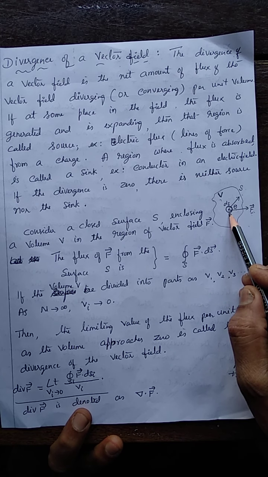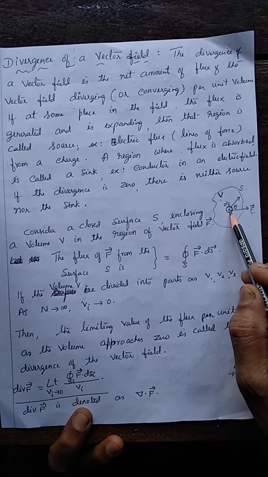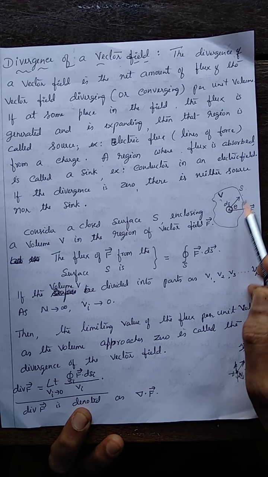To calculate the flux, here, say divergence. The flux lines are moving away from the point.